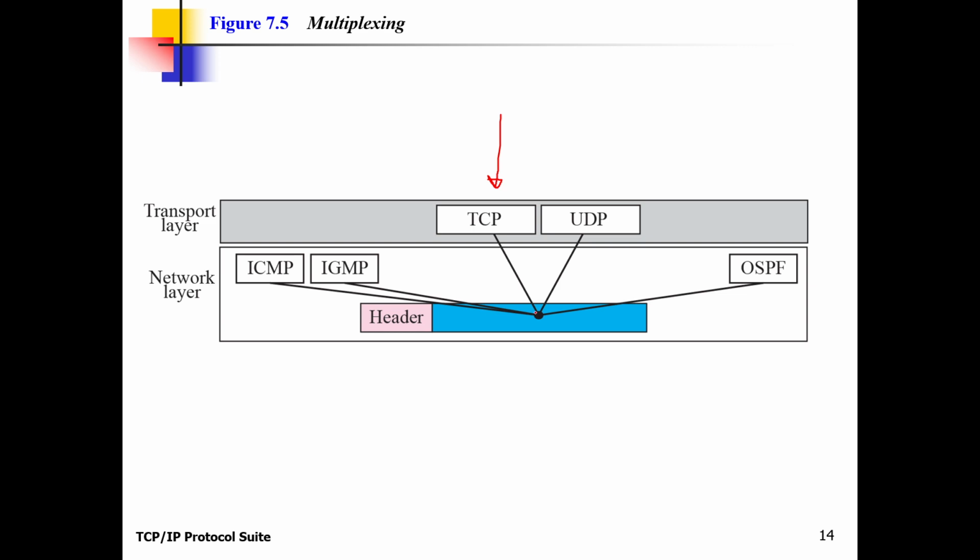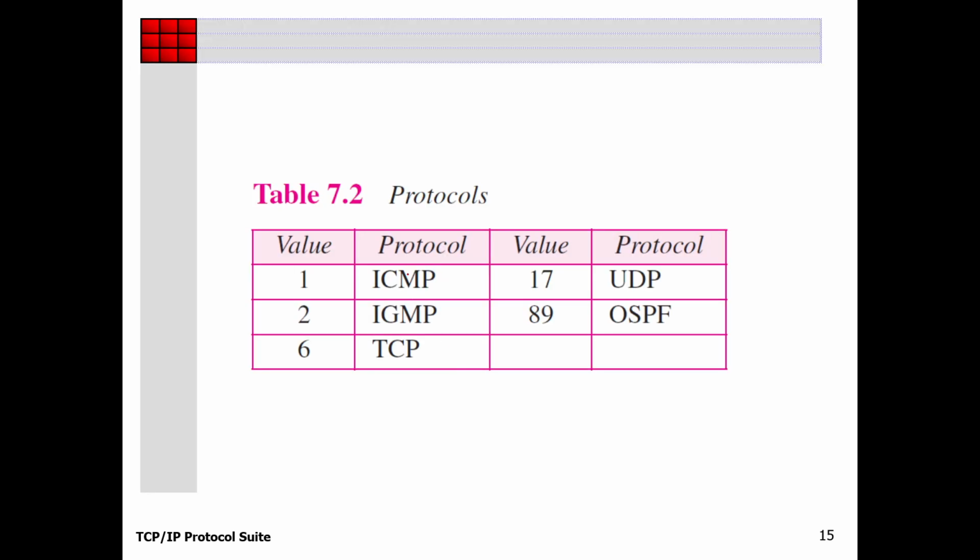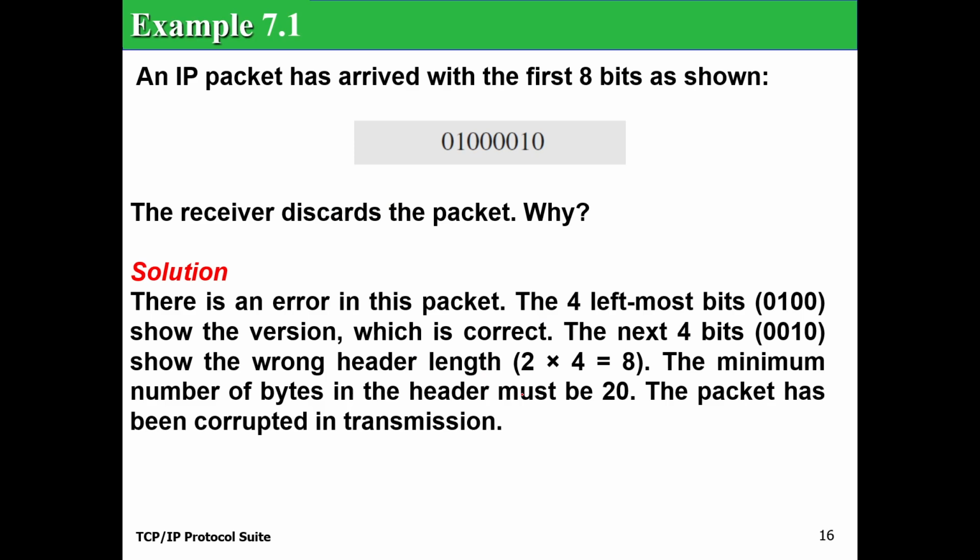So if this field is 1, then the upper layer is ICMP. If it's 2, then it's IGMP. If it's 6, then it's TCP. If it's 17, then it's UDP. If 89, then it's OSPF, which is a routing protocol, right? So this way you will be able to know what protocol it is coming from.